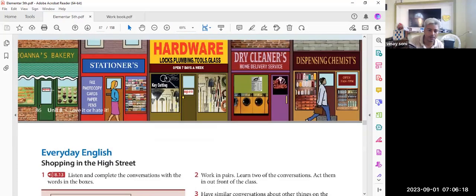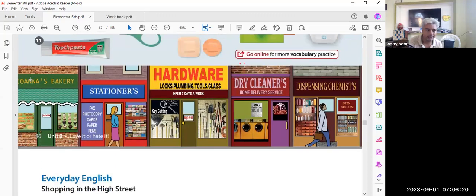Let's look at some shops in English, guys. This is a bakery. A bakery is a shop. We also call it a baker's. A bakery is also called a baker's. A baker's or bakery is a place where you can buy bread or cake or biscuits, stuff like that, which you bake. That's why it is called a bakery or a baker's.